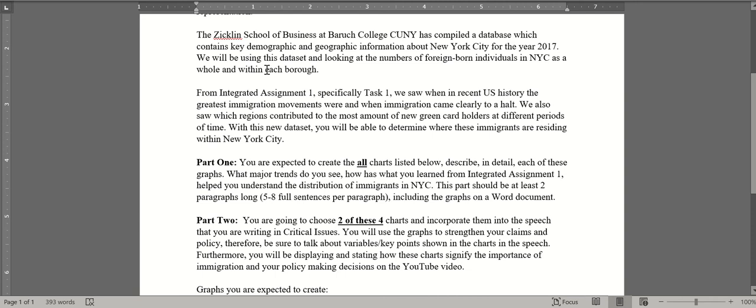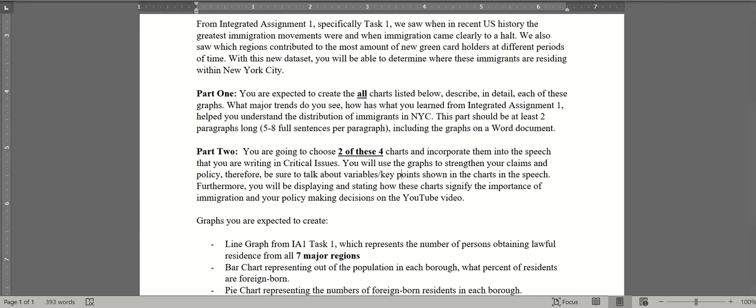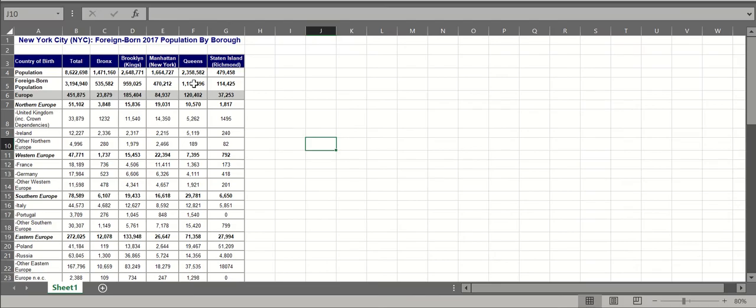With this new data set from Baruch College, we're going to be determining where these immigrants are residing within New York City, right? So where the distribution of these immigrants is. So we're going to be looking at this data set right here, right? So this data set, again, all of this is going to be posted on Blackboard, right, under the quizzes and assignments tab, right? It's going to be under assignment, integrated assignment 2.